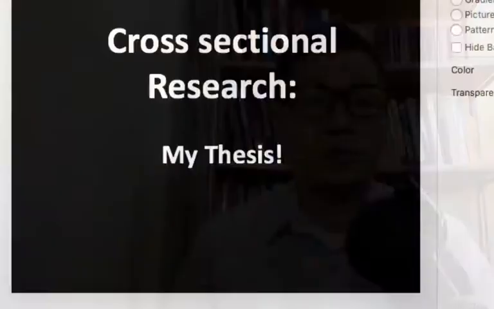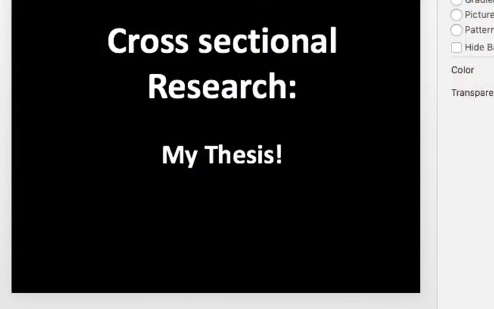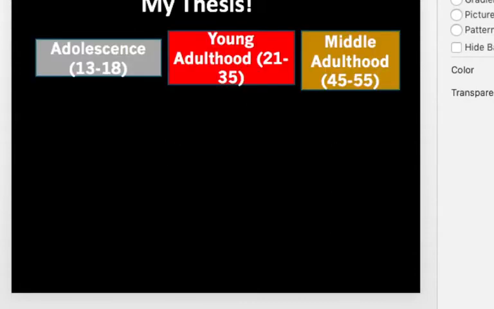Gusto mong pagkumparahin yung isang psychological variables across the different age groups. Let me show you an example of a study na ginamitan ng cross-sectional research, and this is very close to my heart because this is none other than my thesis. Sa thesis ko in my masteral degree, basically I used a cross-sectional research.